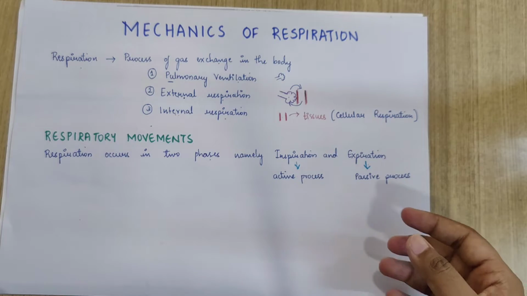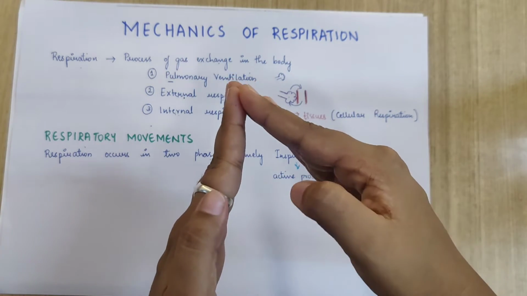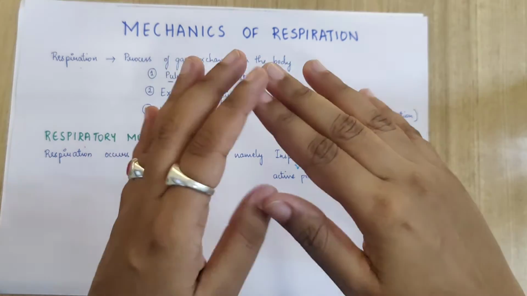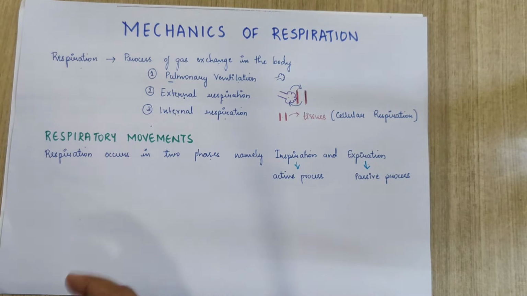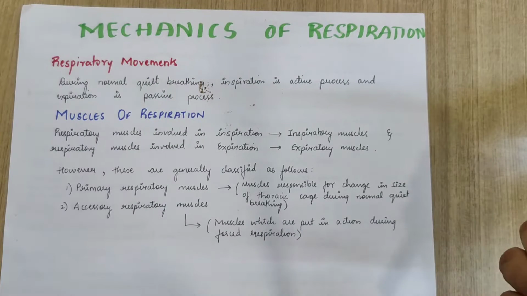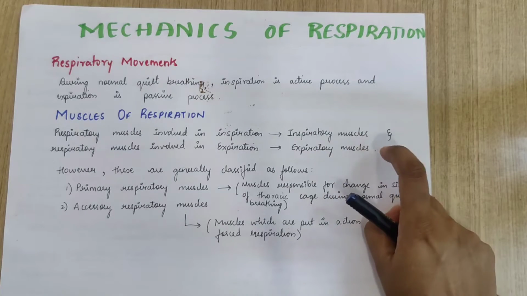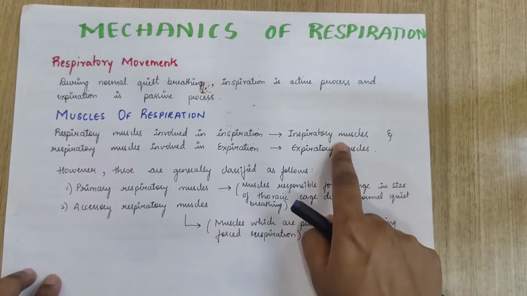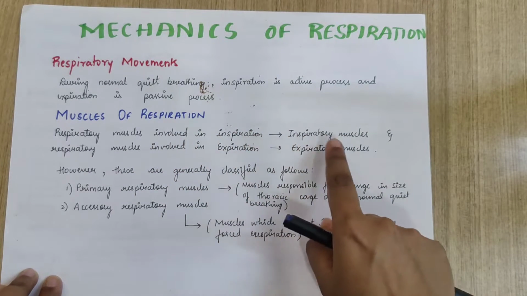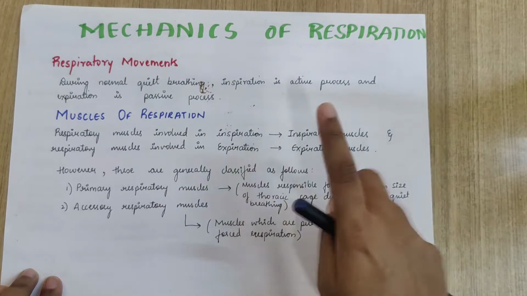So what will cause movement of our rib cage? What is happening here? The muscles. The muscles are contracting and causing movement of our thoracic cavity. So next we will go for the muscles of respiration. Respiratory muscles are of 2 types: inspiratory muscles and expiratory muscles. Inspiratory muscles are muscles which are involved in inspiration. Expiratory muscles are muscles involved in expiration.